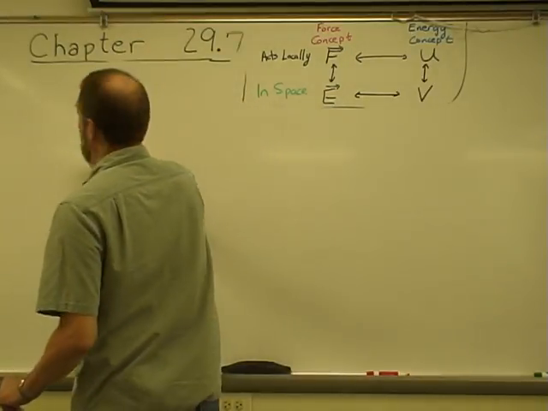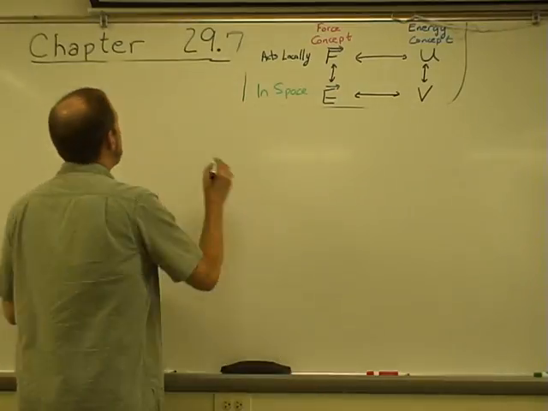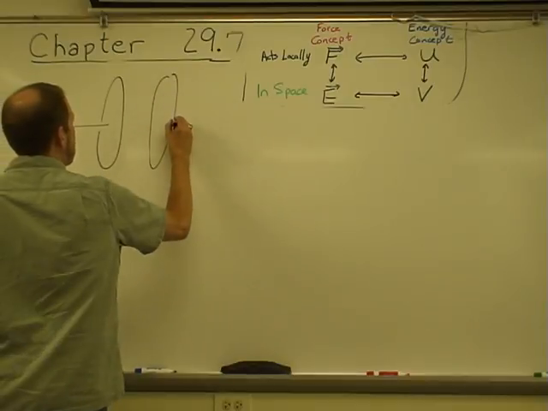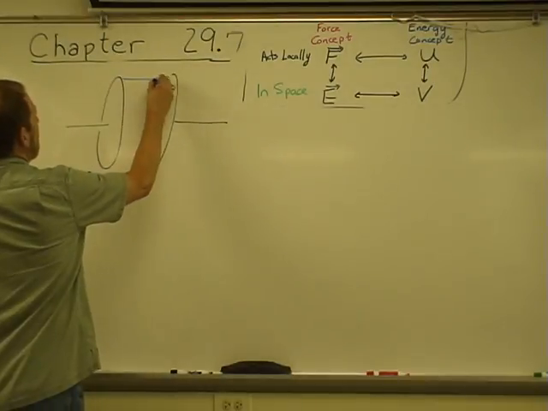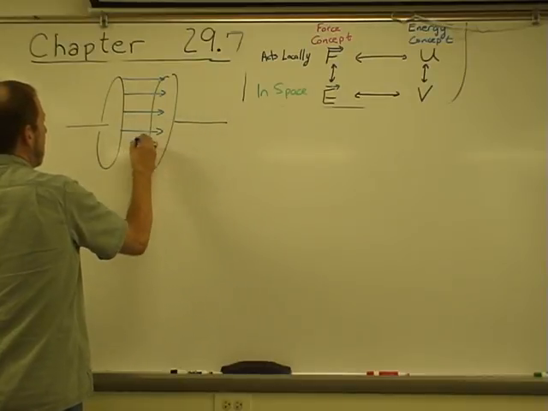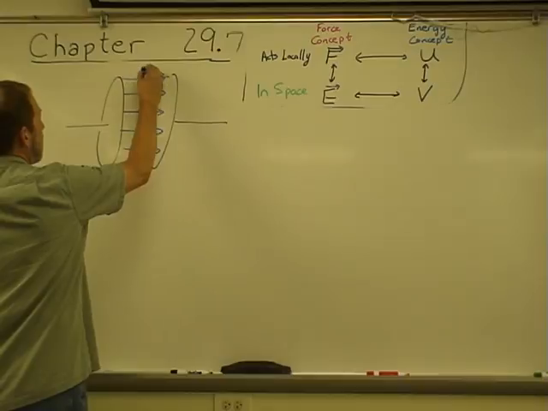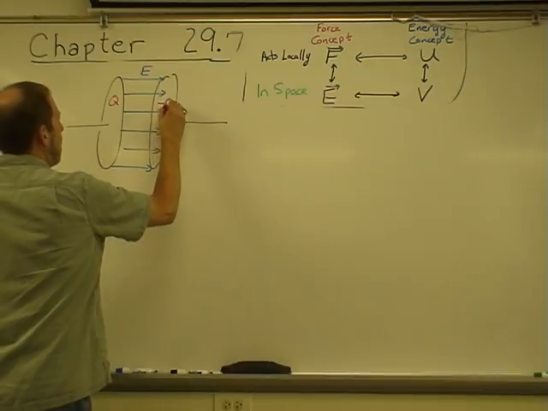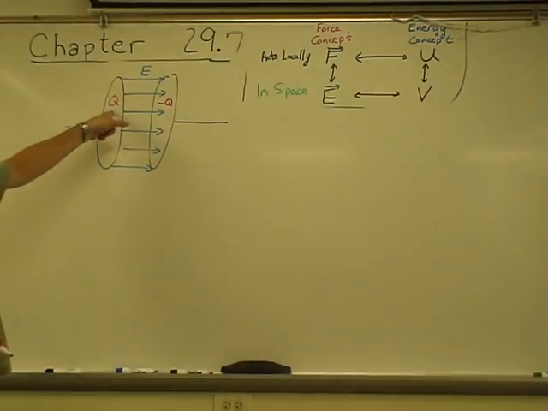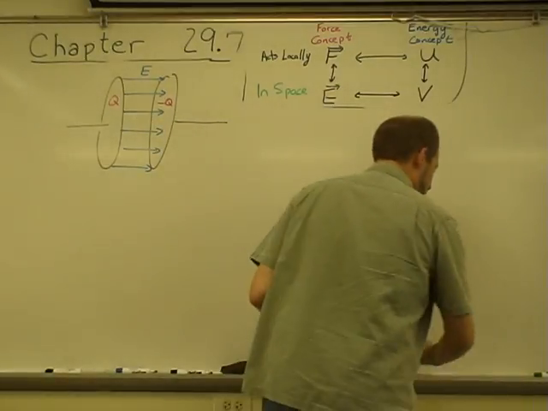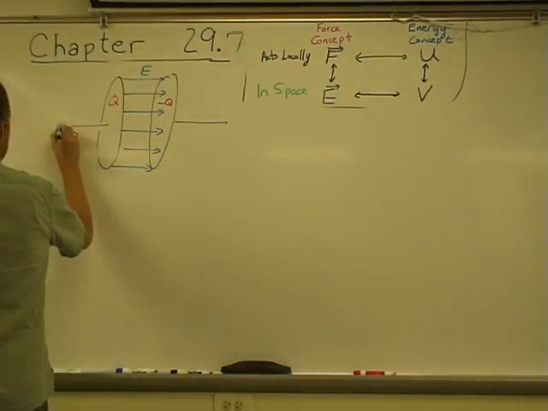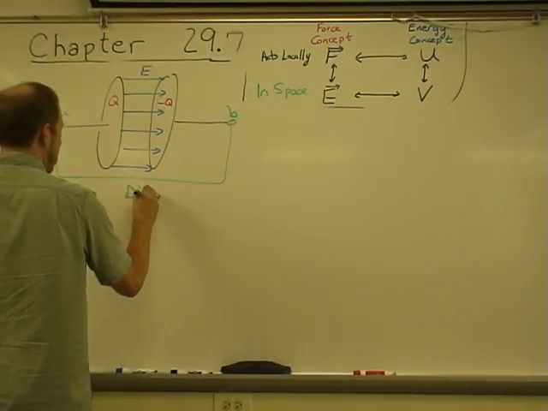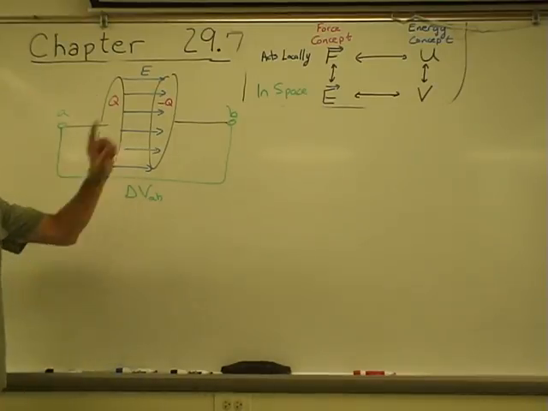For 29.7, let's continue to use a capacitor as our example. So let us have a capacitor in which there's an electric field stored between that, because there's a charge positive Q on one plate and a charge negative Q on the other plate, which can exist only because there's a change in potential over that plate.